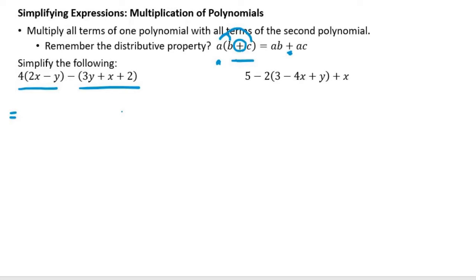All right, so within this first term, what can we do? Well, we can take the 4 and multiply it by the 2x. 4 times 2x is 8x. And also take the 4 and multiply it by negative y. So we have negative 4y. So that's worked out the first term.